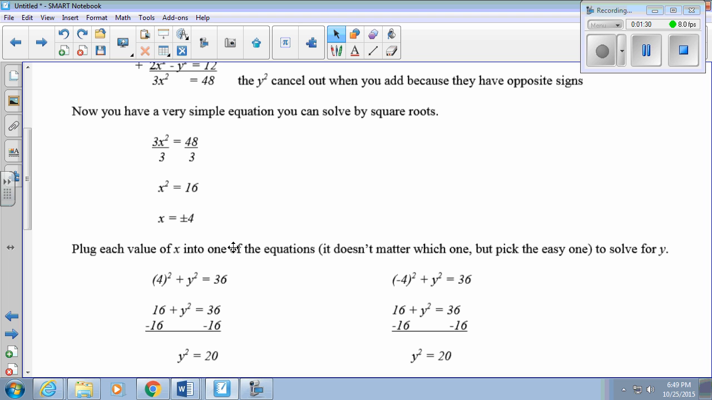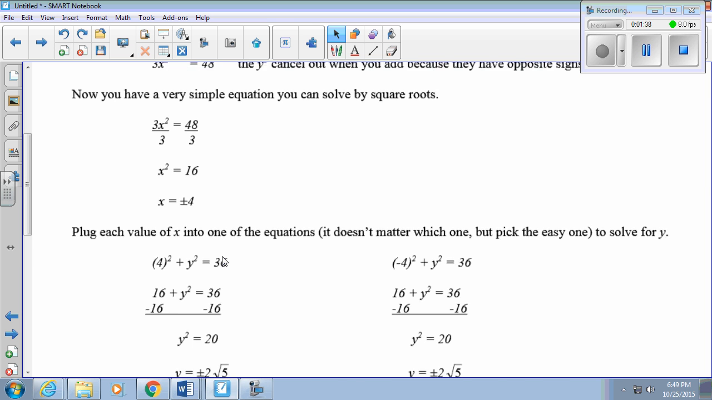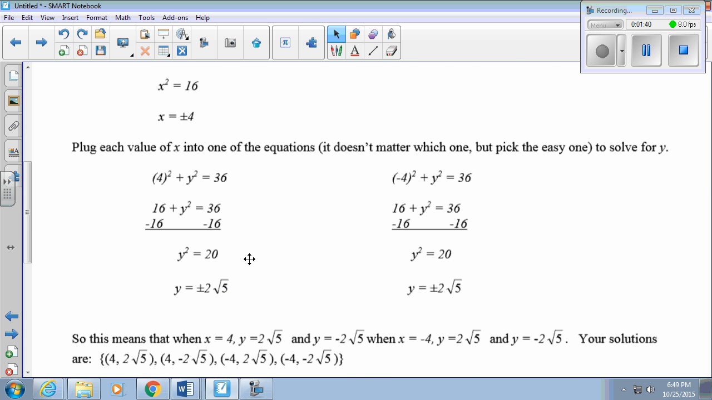To find our y value, because again, we're looking for where our two graphs intersect, so we're looking for an ordered pair or more than one ordered pair, we're going to plug x into one of the equations. It doesn't matter which one, but you want to pick the easiest one.